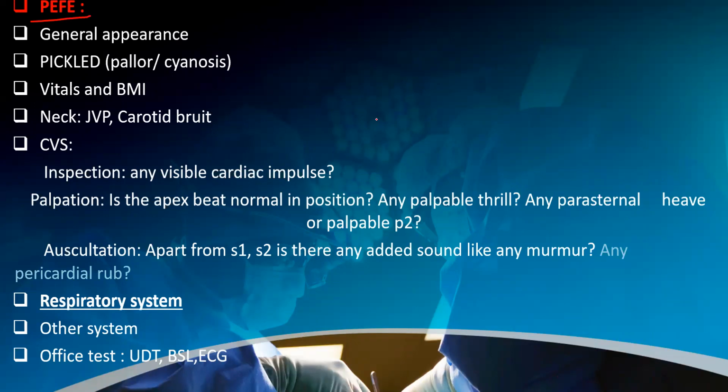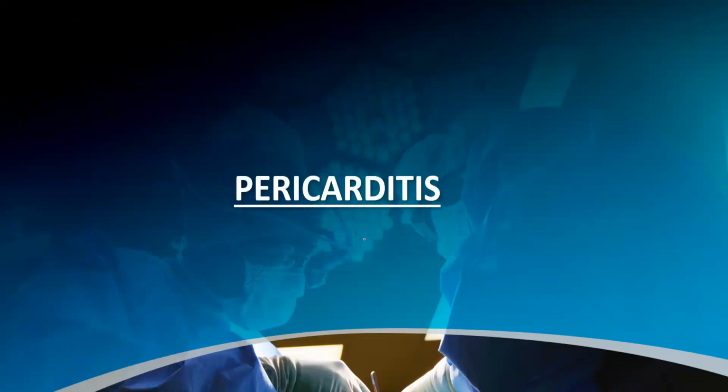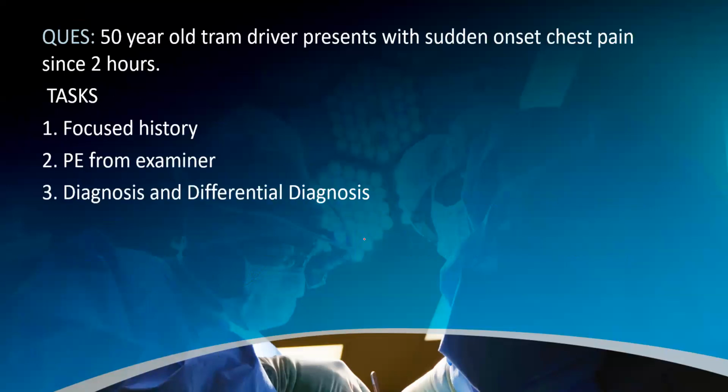All good? So then you go to the physical exam, same as before, nothing else that I have added apart from only one thing, which is pericardial rub. On auscultation, you have to add it. So apart from S1, S2, is there any added sound like murmur or any pericardial rub? In a patient with pericarditis, sometimes you get a noisy sound in the heart. Most of the time, the examiner says that yes, you can hear a noisy sound coming out from the heart. That noisy sound is the pericardial rub. And others are the same. Let's move on to the case.